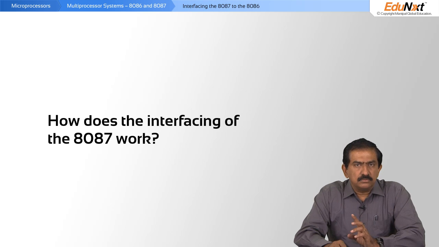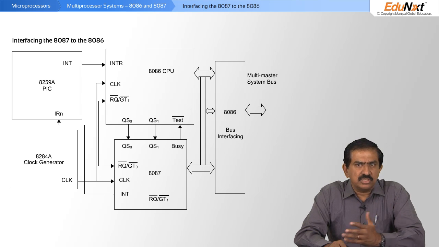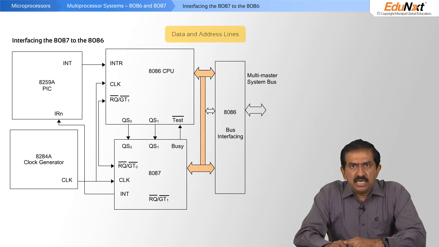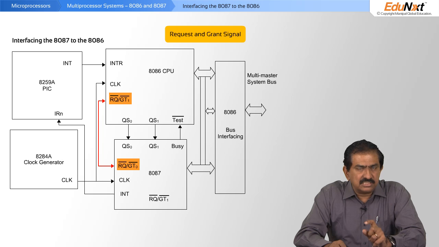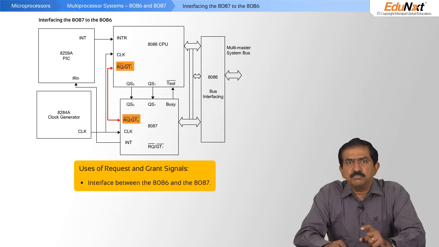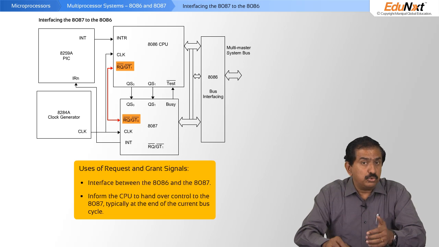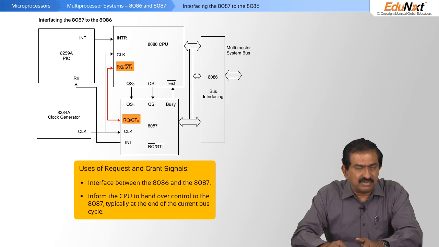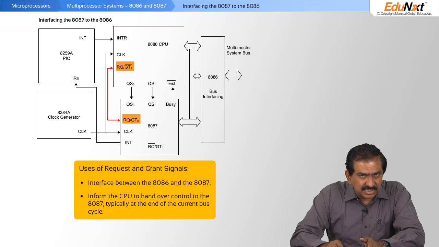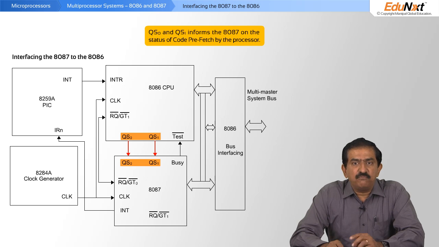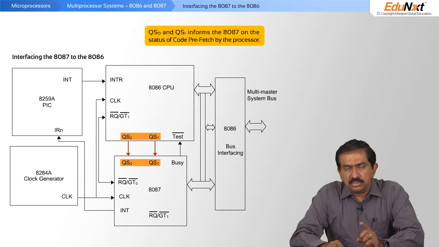So first of all, the 8086 is connected to the 8087, so there is obviously the hardware interfacing, which is really the data and address lines. There is something called the request and grant signal, RQ1, RQ0, which is used as interface between the 8086 and the 8087. And it is used to inform the CPU to hand over control to the 8087 at an appropriate point in time, typically at the end of the current bus cycle. The QS0 and QS1 informs the 8087 on the status of the code prefetch by the processor.